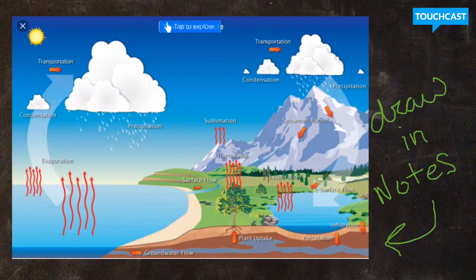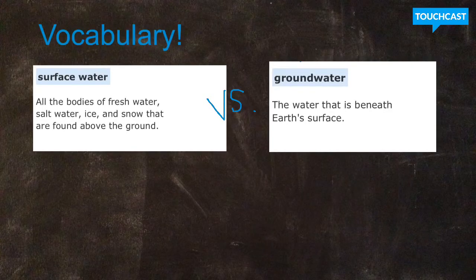Here's that water cycle picture one more time. Remember to draw something similar in your notes to help you remember. So we have surface water and groundwater. Surface water is all above the ground and groundwater is below the surface.